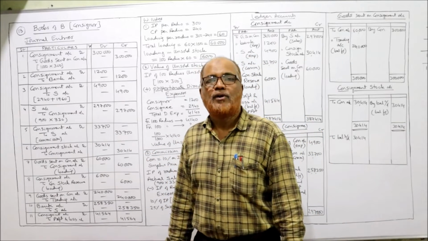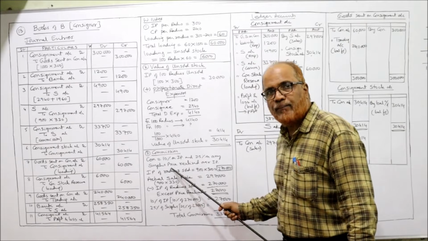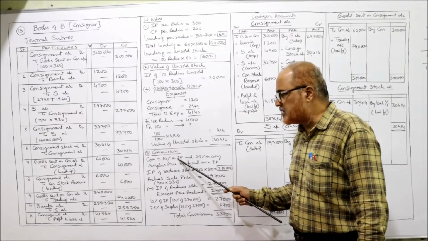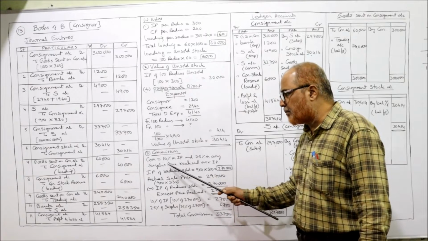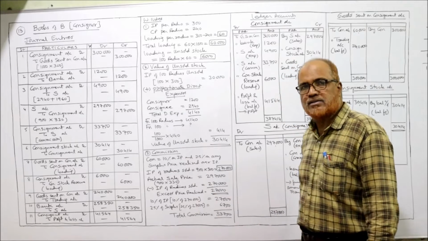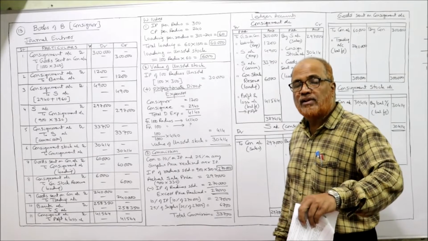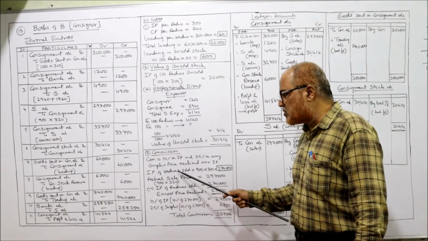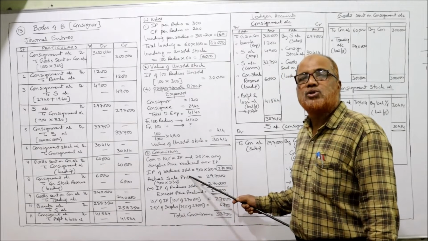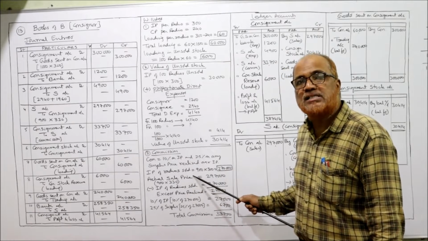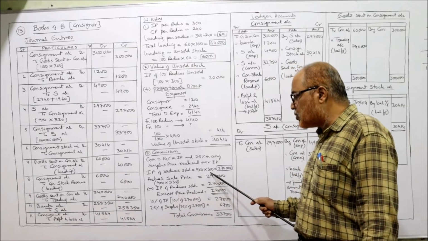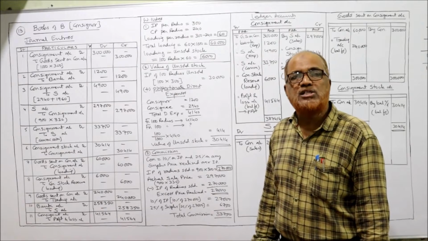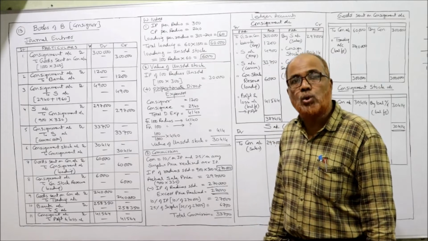Now commission. For calculating commission, come to the working note here. Commission is 10% on IP, invoice price, and 25% on any surplus price realized over invoice price. So first of all, you have to find out how much is the surplus price realized over invoice price. The invoice price of radios sold: 900 radios into 300, 2,70,000.